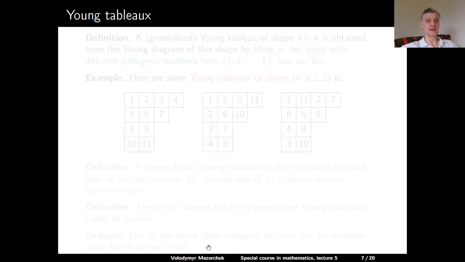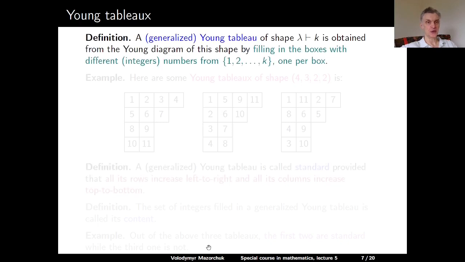Now, Young diagrams can be filled in with integers to obtain Young tableaux. A Young tableau of shape lambda, where this shape is a partition of some integer k, is obtained from a Young diagram of this shape by filling its boxes with different numbers from the set 1, 2, and so on up to k. Each box should get one number. A generalized Young tableau is a similar thing, but the numbers we fill in can be arbitrary, not necessarily between 1 and k.